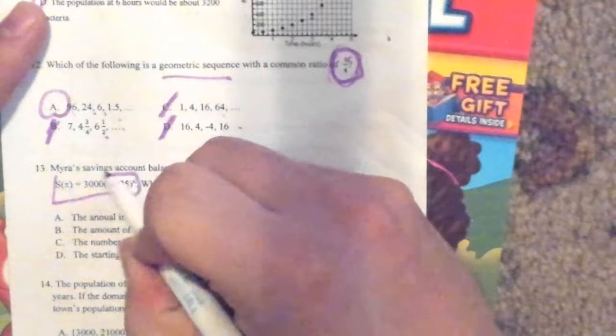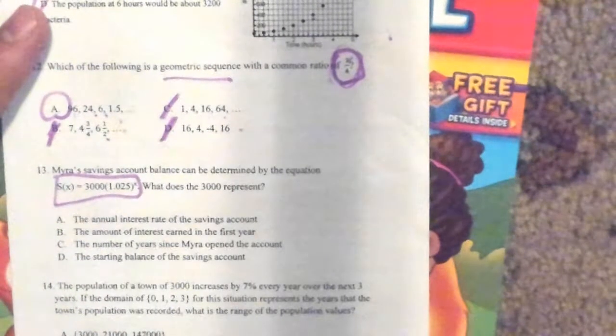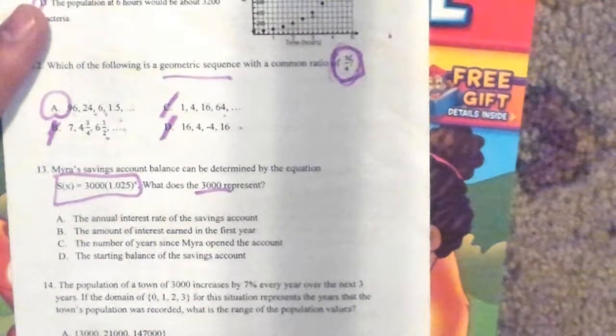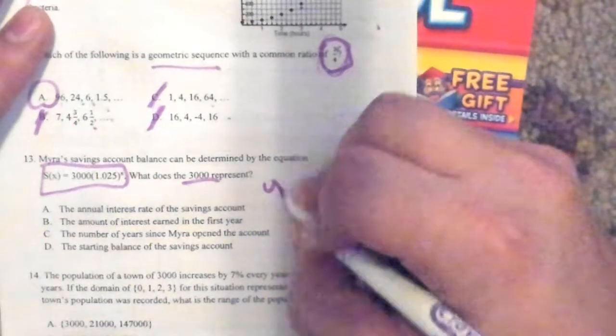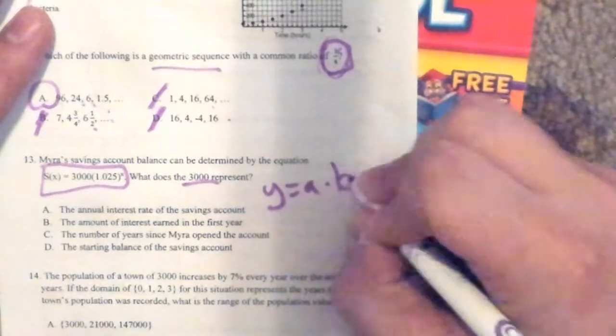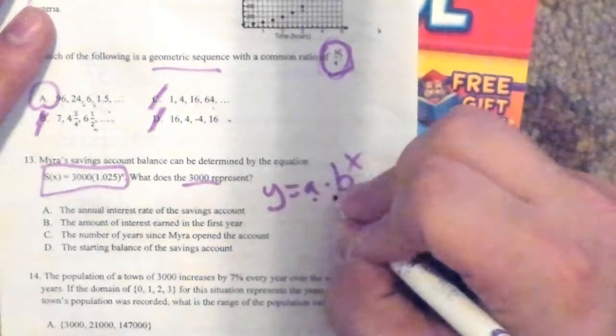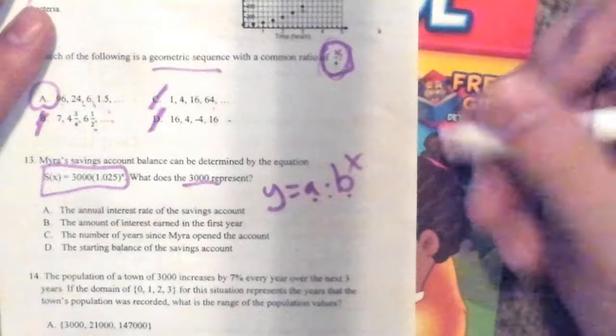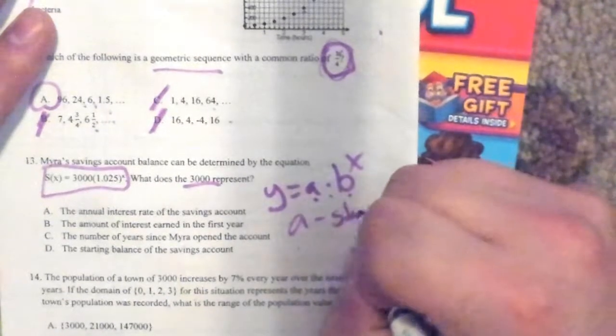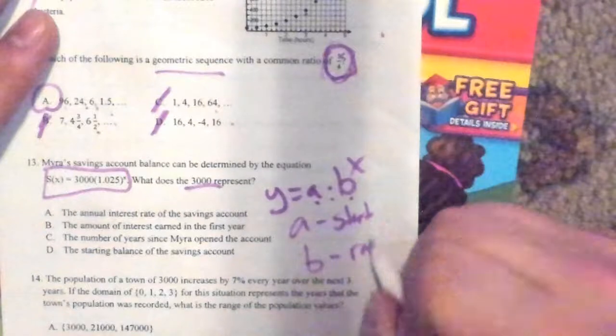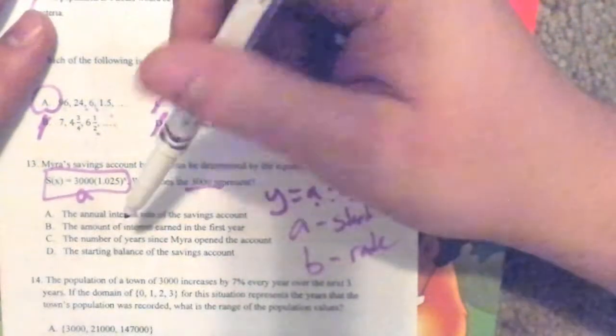13. Myra's savings account balance can be determined by this equation right here. So we've got this exponential function. What does the 3,000 represent? Well, remember, when we're talking about our exponential functions, it's y equals a times b to the x. Okay, a is our starting point. That's where we start. B is our rate. So 3,000 is our a. So it's got to be a starting point. That's our keyword we're looking for here.